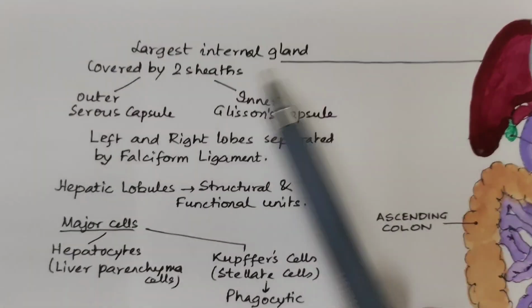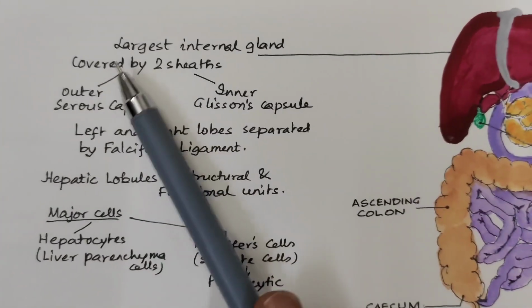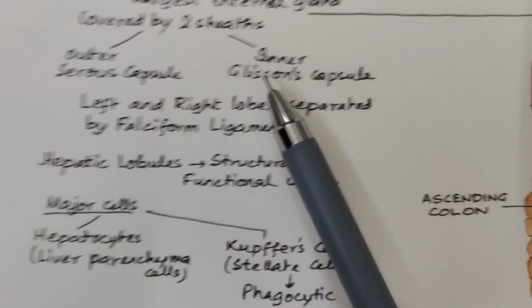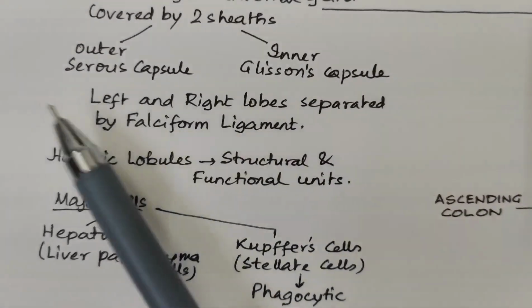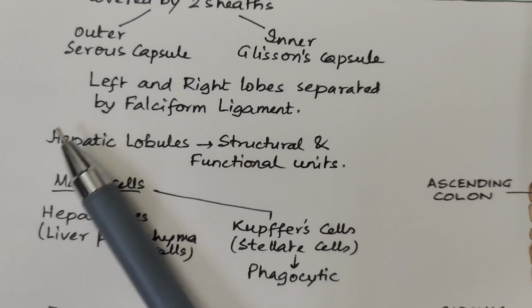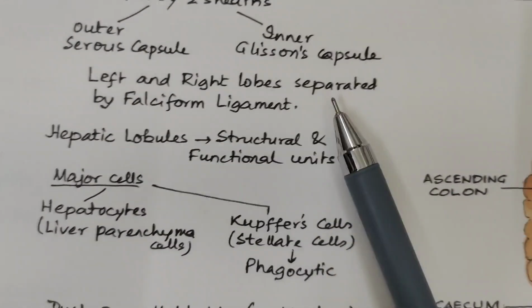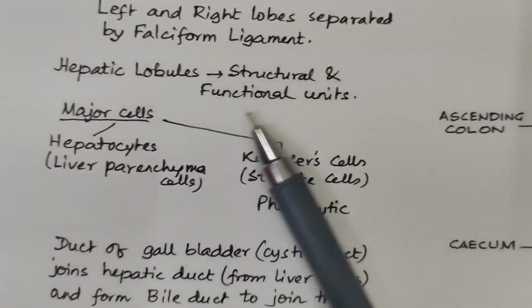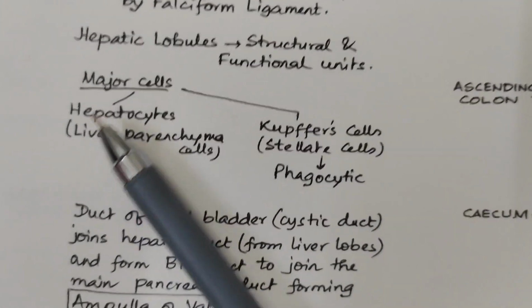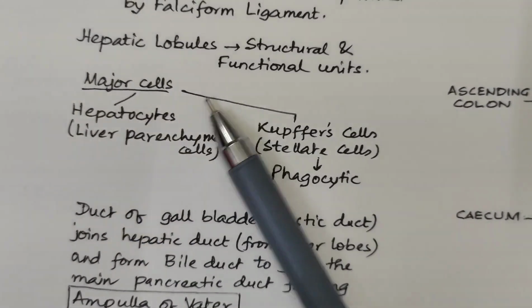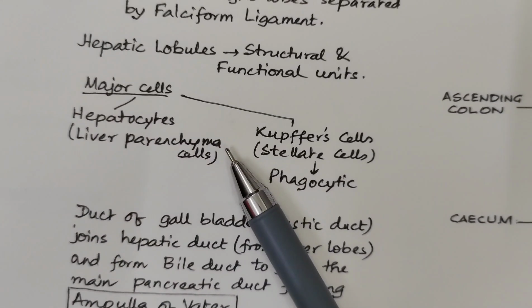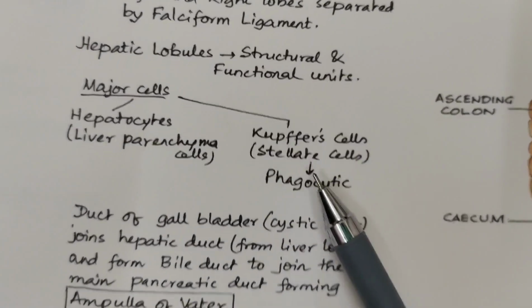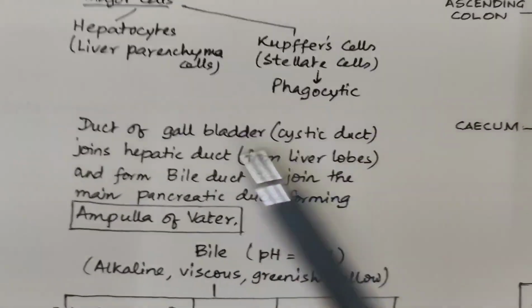The largest internal gland is the liver. It is covered by two sheaths, the outer serous capsule and the inner one is Glisson's capsule. The left and right lobes are separated by the falciform ligament. We will see it later in the figure of the liver. The hepatic lobules are the structural and functional units of the liver. The major cells of the liver are the hepatocytes, which are called liver parenchyma cells, and the Kupffer cells, which are also stellate cells, which are phagocytic in nature.